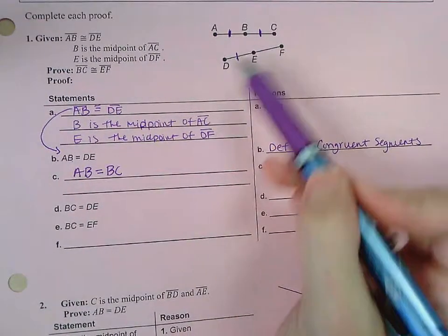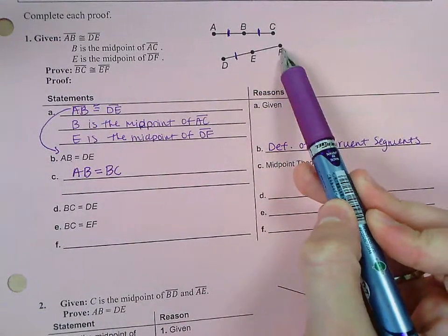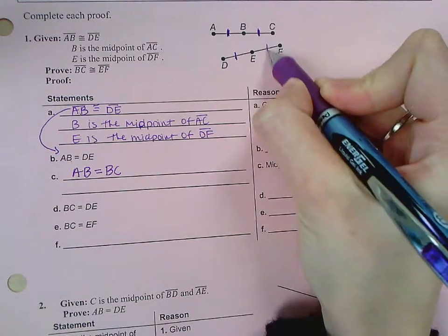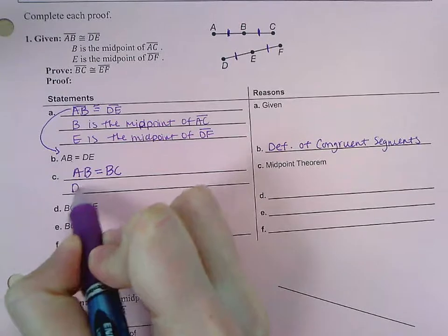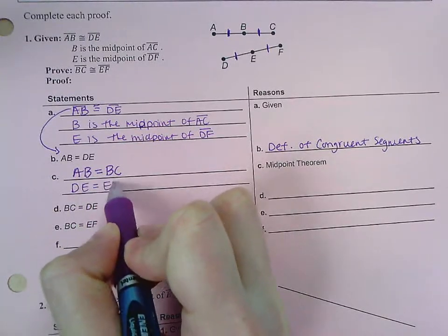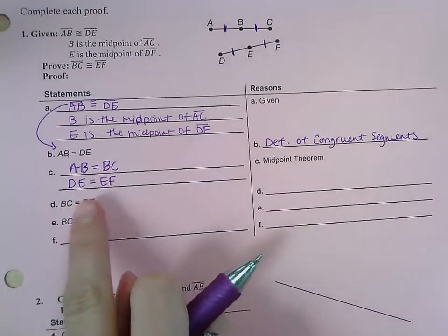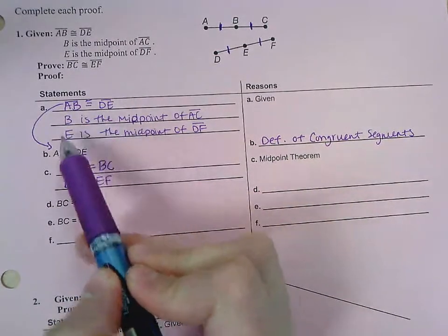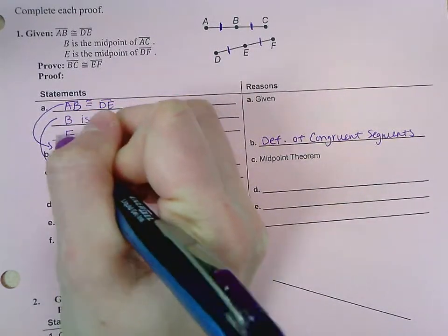And then I can make a similar conclusion. I'm given E is the midpoint of DF. So I already have a line here for DE. I know DE and EF then are equal. Okay, and that is by the midpoint theorem. So it's saying I'm going to take what I'm given. So both of these lines then are used to make these conclusions.